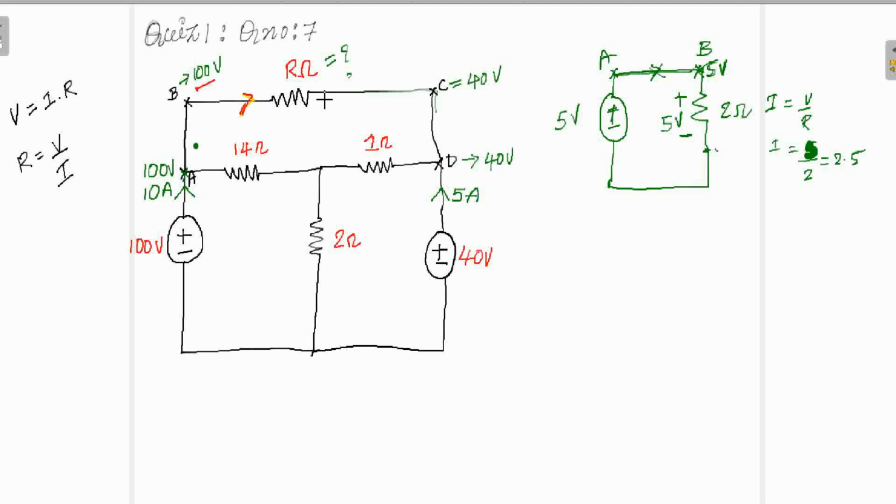So this is your current IR. At point D, two currents are coming, that is IR and 5 amps. Both currents flow through this 1 ohm and reach this point.